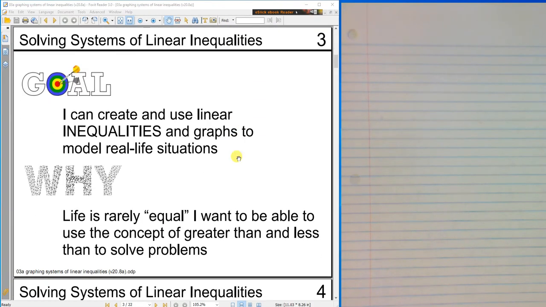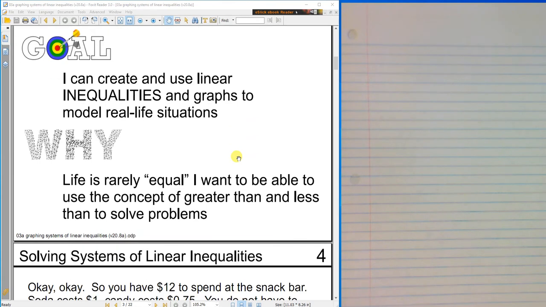Learning goal: I can create and use linear inequalities and graphs to model real-life situations. Why? Life is rarely equal. I want to be able to use the concept of greater than and less than to solve problems.